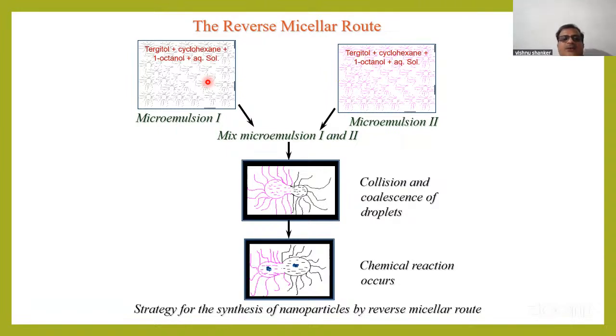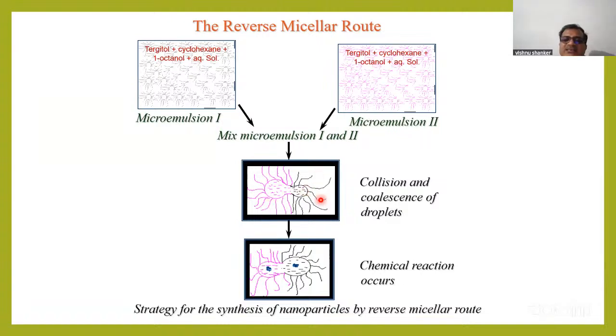the precursor of A you make microemulsion 1, and for B you prepare microemulsion 2, right? And you now have to mix them together. After mixing, due to the collision, the droplets collapse into each other and form bigger droplets, where they can mix the solutions.